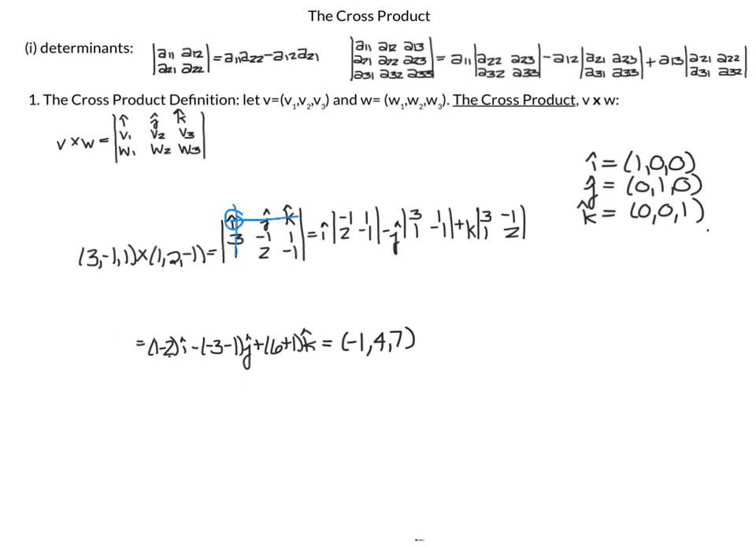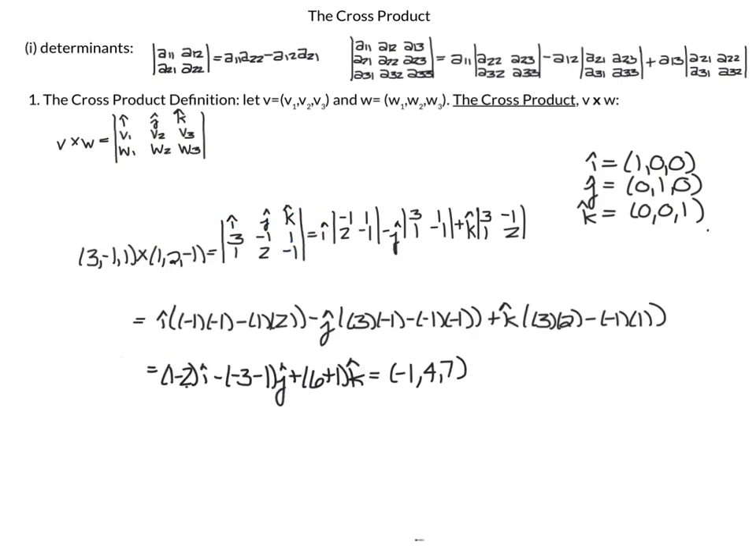and since it's in the first row, first column, the remaining 2 by 2 matrix is going to be minus 1, 1, and 2, minus 1. For the j multiplier, since j is in the first row, second column, we get rid of the first row, second column, and we're left with 3, 1, 1, negative 1. For our last k multiplier, since k is in the first row, third column, we get rid of our first row, third column, and we're left with our matrix 3, minus 1, 1, 2.